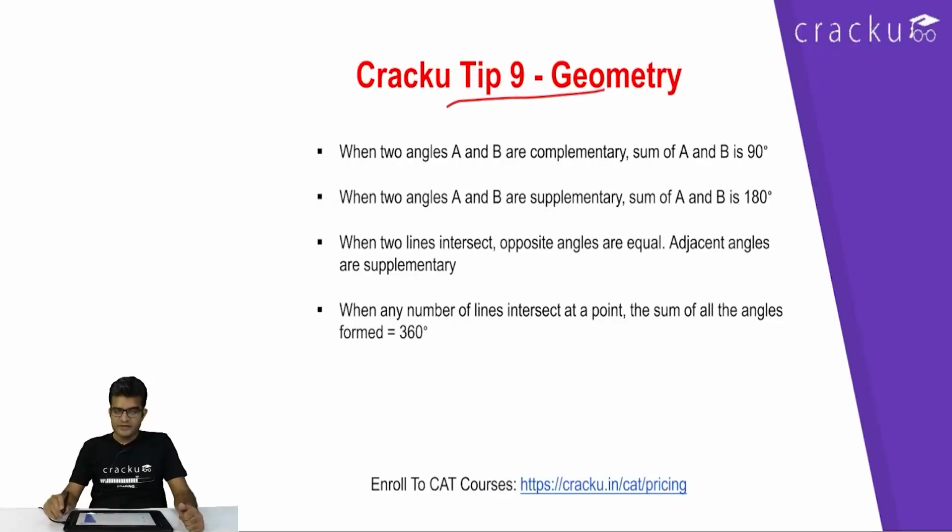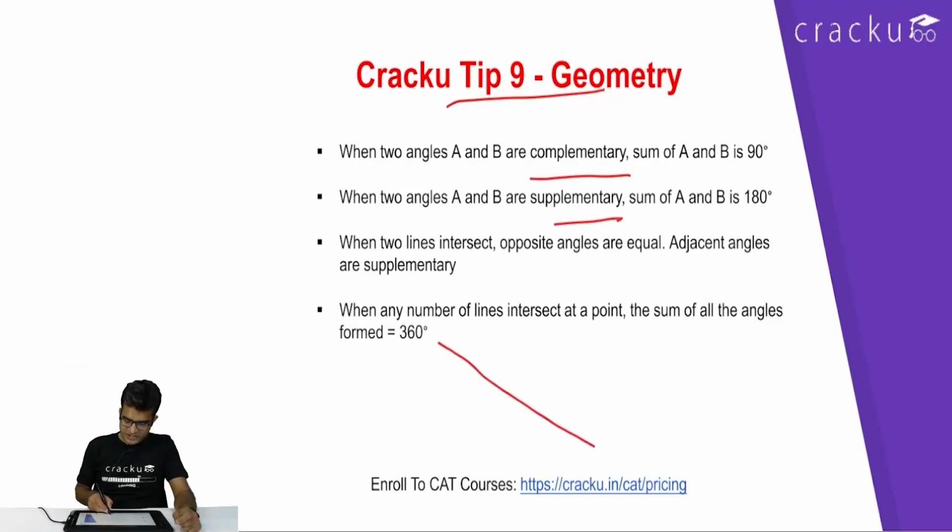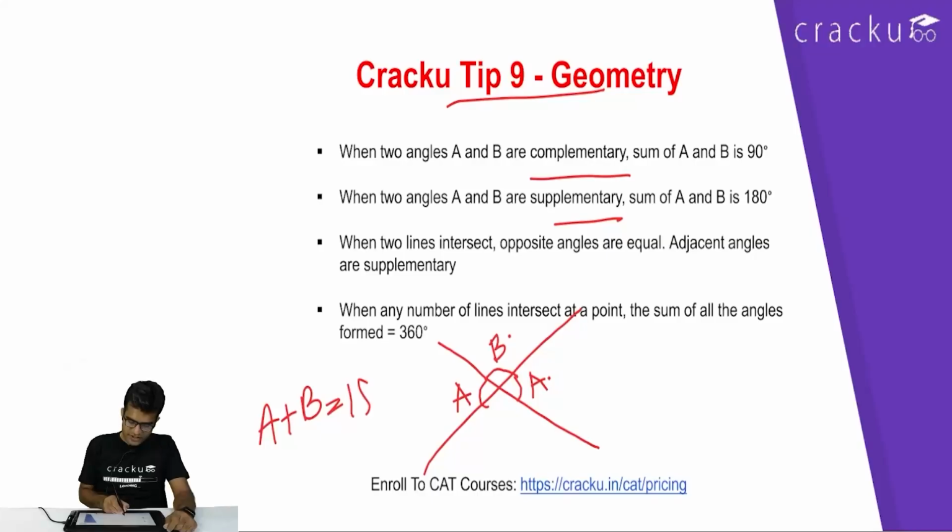This is very important. If you have two angles which sum up to 90 degrees, they are called complementary angles. If they sum up to 180 degrees, they are called supplementary angles. And if you have two straight lines which intersect, then the opposite angles will be the same. That is, if this is A, then this angle also will be A. Similarly, the adjacent angles will sum up to 180 degrees. That is, if this angle is B, then the value of A plus B is equal to 180 degrees.